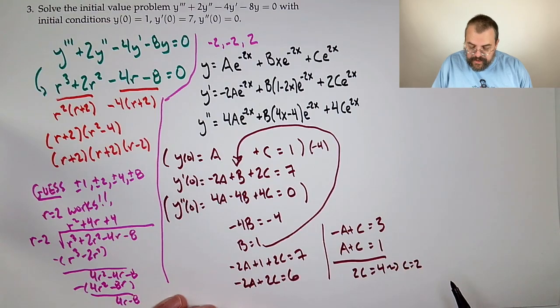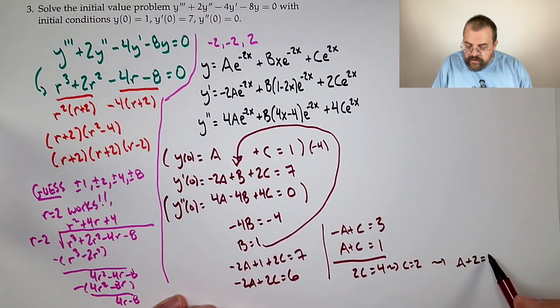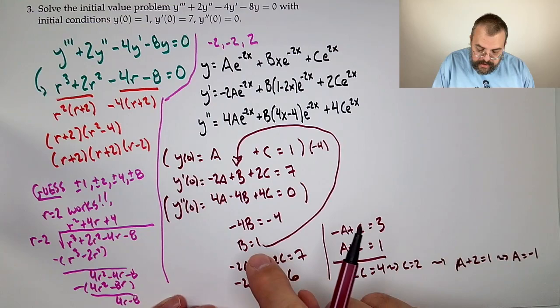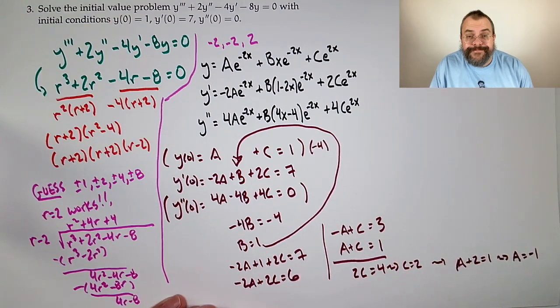All right, well, now what? Well, we can plug it in. Say we plug it in here: a plus 2 has to equal 1. So we say, oh, all right, a has to be negative 1. So we've solved for a, b, and c.